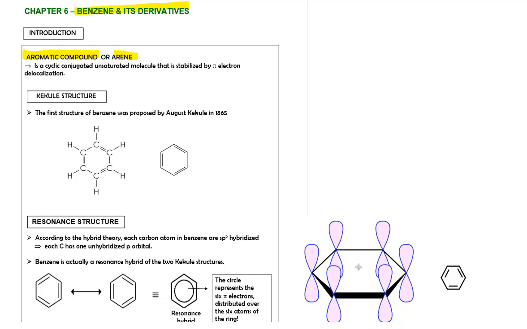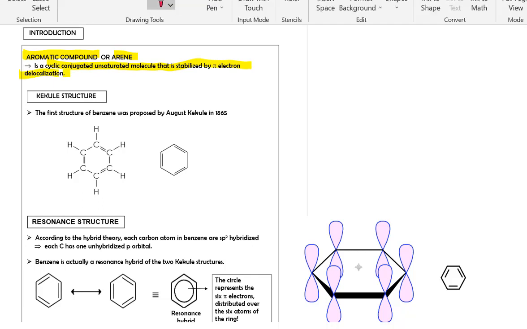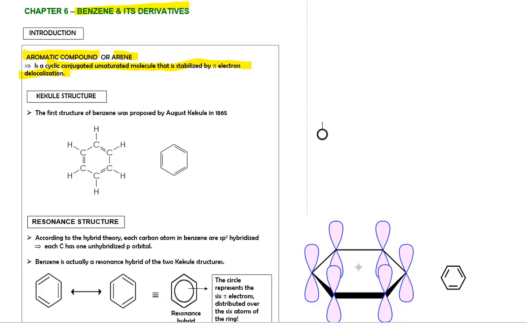An aromatic compound is a cyclic, conjugated, unsaturated molecule that is stabilized by pi electron delocalization. What does pi electron delocalization mean? It means that electrons at the pi bond can move around. Okay, we will look at this one later.